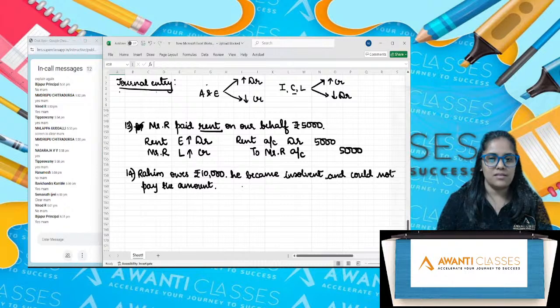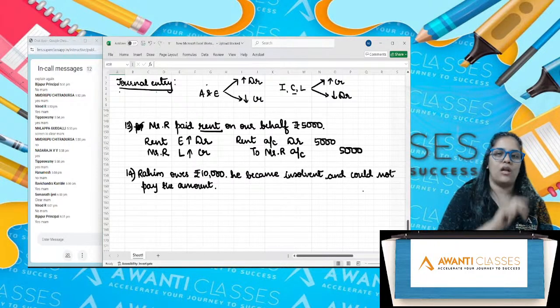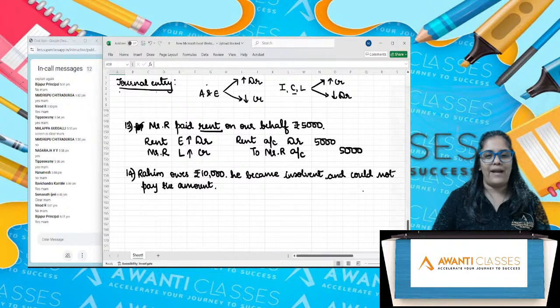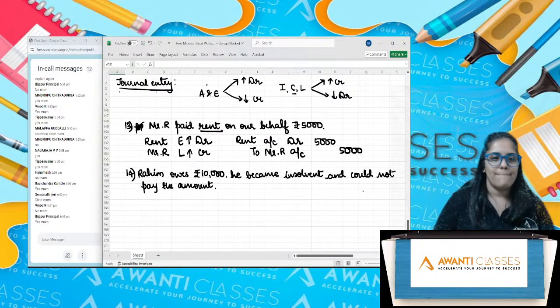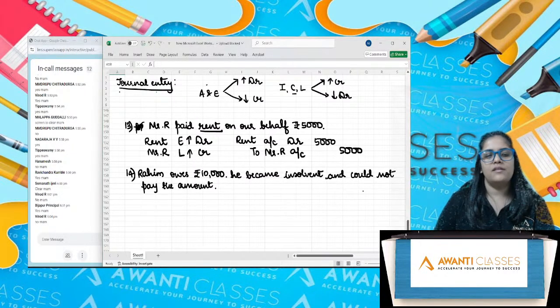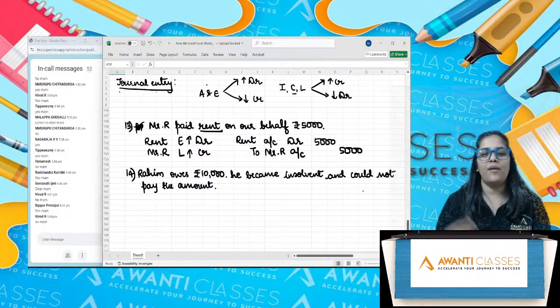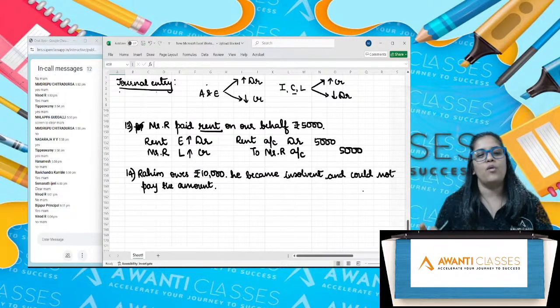Now you tell me, this will become bad debts or discount allowed? Rahim owes us 10,000. He became insolvent and can't pay the amount. So this 10,000, what will it become? Bad debts or discount allowed?